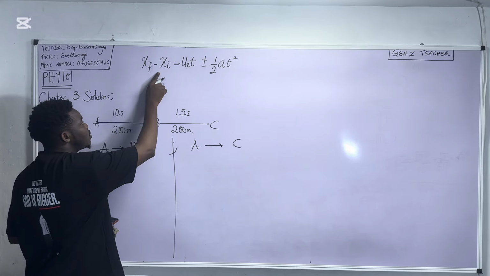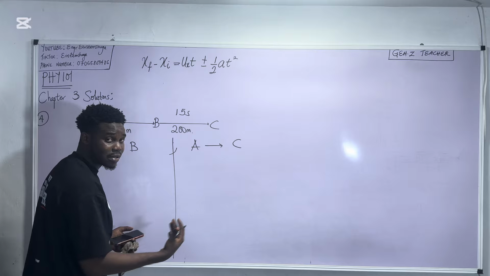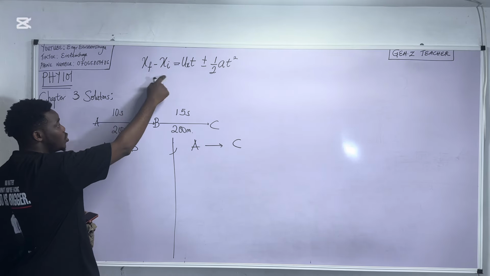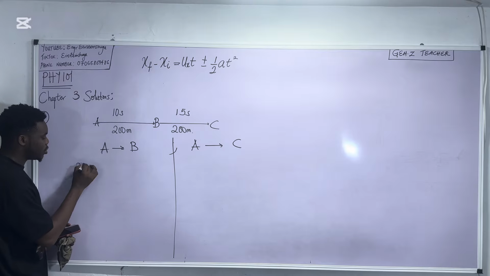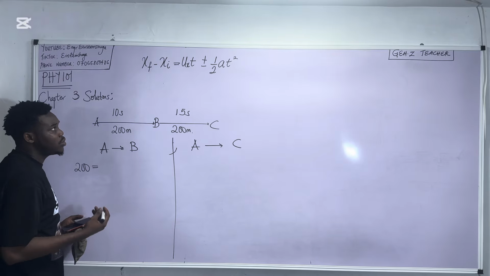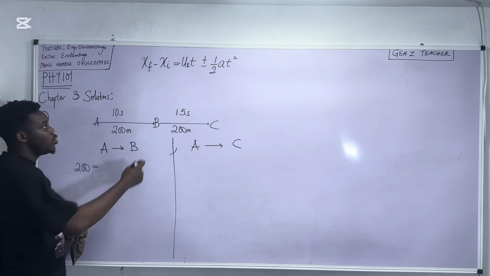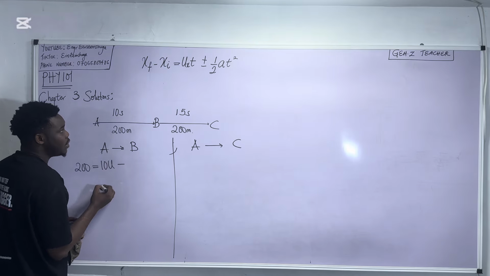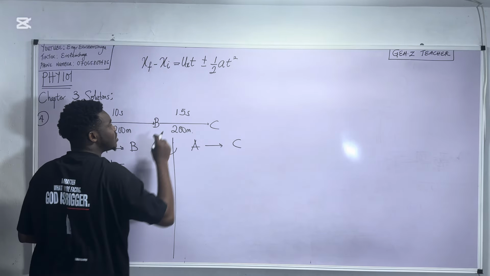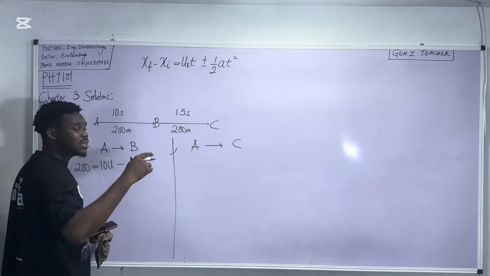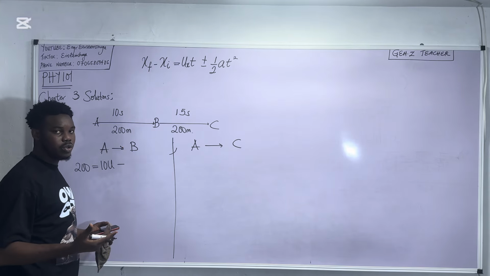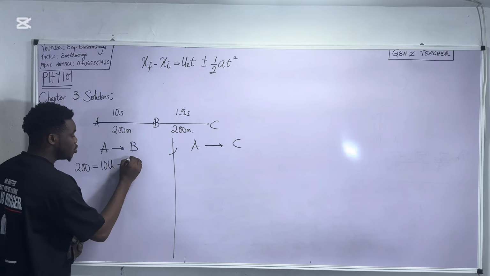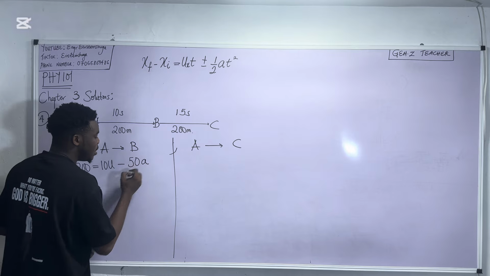Now, final minus initial actually means the distance. So what's the distance between A and B? That's 200. So we say 200 equals, we don't know u, but we know t. t is 10. So we can say 10u minus half a t squared. t is 10 again. What is 10 squared? 10 squared is 100. What is half of 100? That gives you 50. So we have 50a.